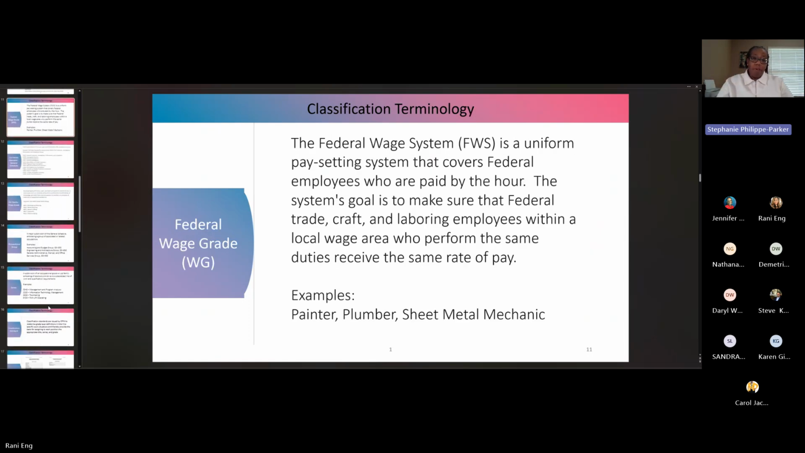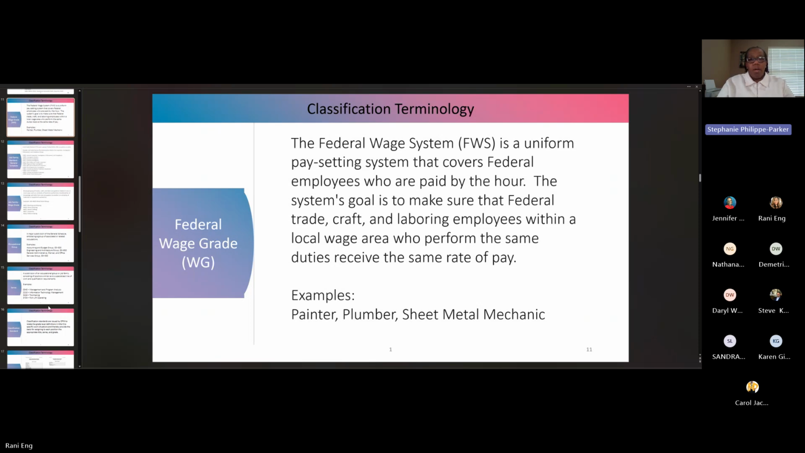The federal wage system is a uniform pay setting system that covers federal employees who are paid by the hour. The system's goal is to make sure that everyone performing trade craft or labor type jobs receives the same rate of pay for performing the same type of work. Examples are painter, plumber, sheet metal mechanic, positions of that nature. Depending on the agency, wage grade positions may be few and far between. Or if you're at another agency, they may be the core work that that agency or organization is performing.